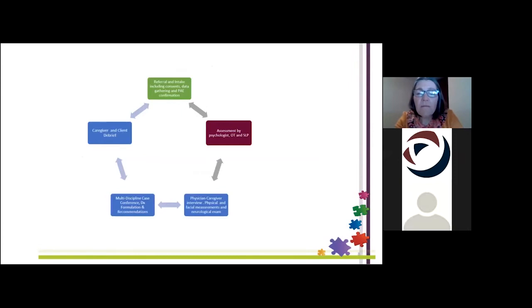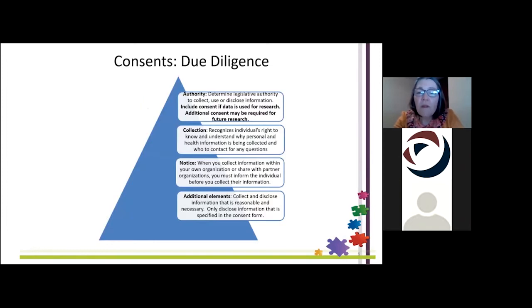This is a bit of a diagram that shows us the process that starts with referral and intake, including all of the information gathering, PAE confirmation, scheduling of assessments by the clinicians, including the physician or the nurse practitioner on the team who completes the physical and facial measurements and the neurological exam, going on to the multidisciplinary case conference, which involves all of the team members, where the diagnostic formulation and recommendations are carried through, and ending with the caregiver and client debrief. The consent forms are foundational for that intake process.